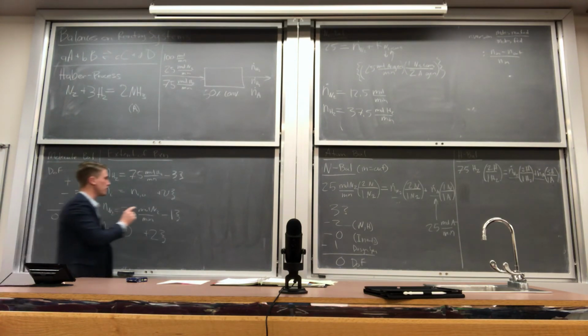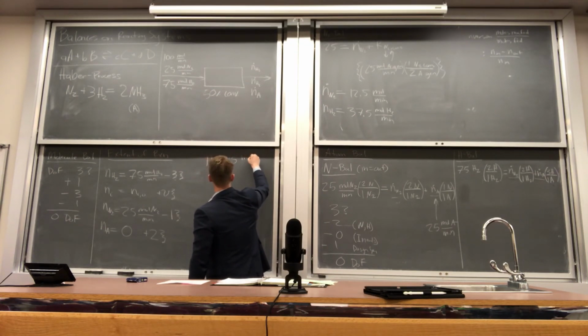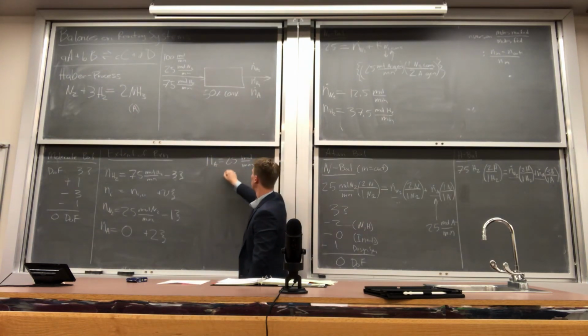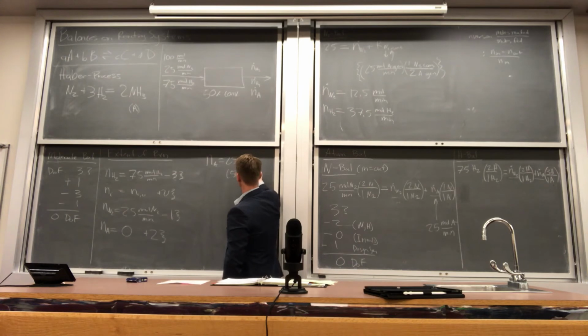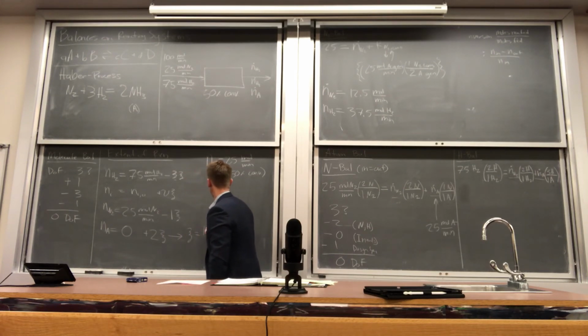But what makes this simple is if I know that the number of moles of ammonia is equal to 25 moles per minute, and this is from the 50% conversion, right? Then I can solve for my extent of reaction. So the extent of reaction is equal to 12.5 moles. I take this and then I can solve all of my equations.